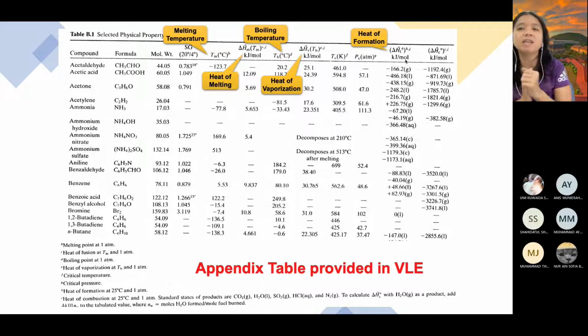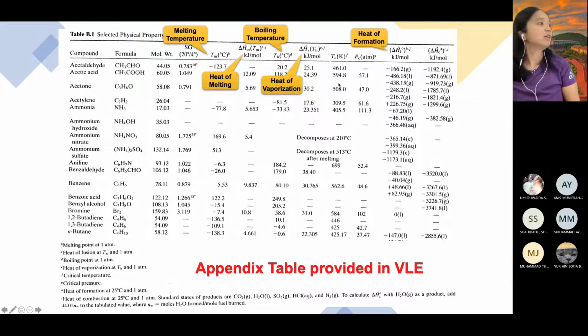Kenapa saya kena cakap needed or release? Needed maksudnya haba tu positif. Release maksudnya haba tu negatif. So, heat of formation, how much heat release or needed for the compound to form at 25 Celsius 1 atm. So, kamu kena faham juga, nilai haba ini semua kena pada satu what we call as reference condition.